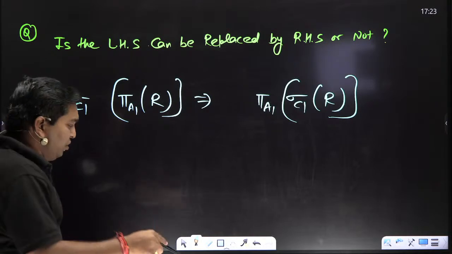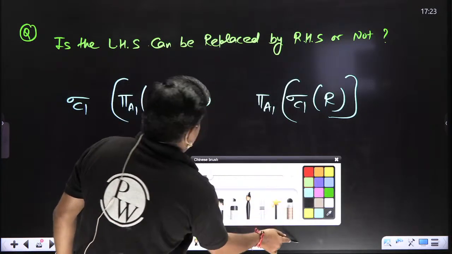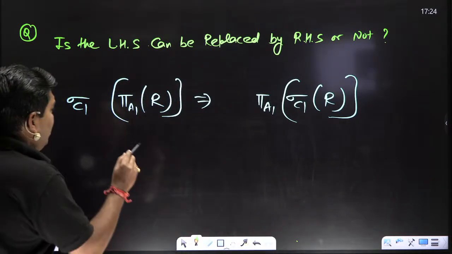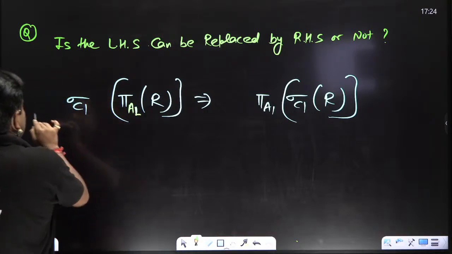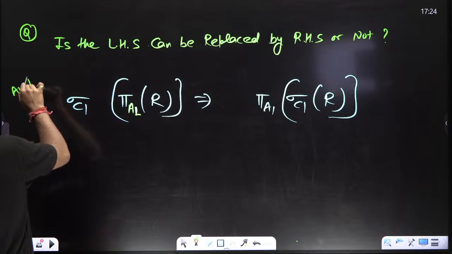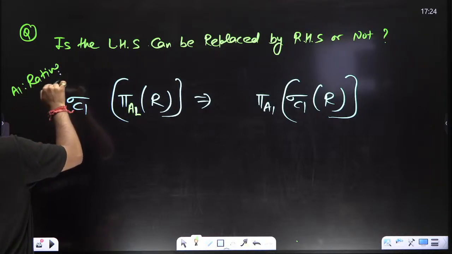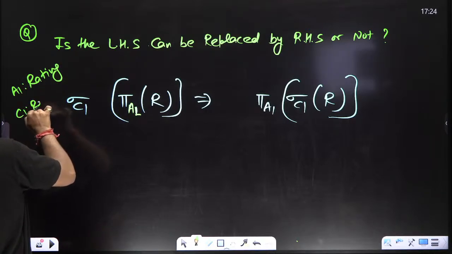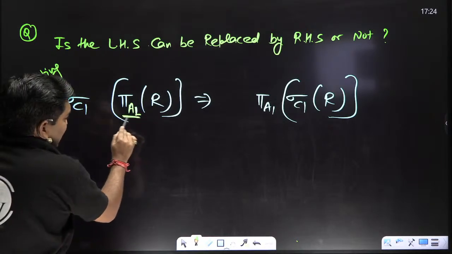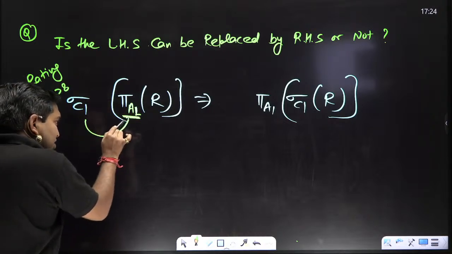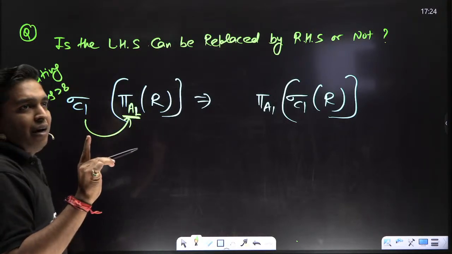Now listen carefully. Please try to observe, beta. What happened? First of all you filter one attribute A1, then apply the condition. Assume attribute A1 is rating, then apply the condition C1: rating is greater than 8, then no problem. First you fetch that attribute, then apply this condition on it. Are you getting my point?